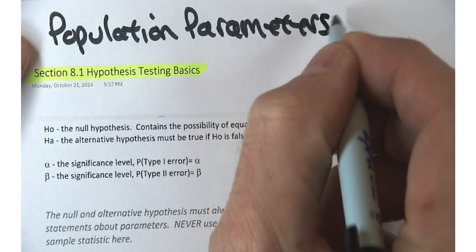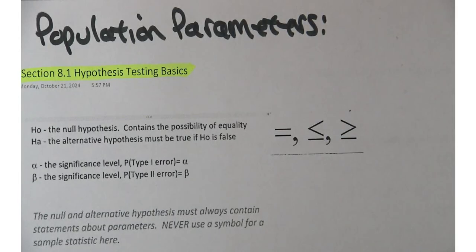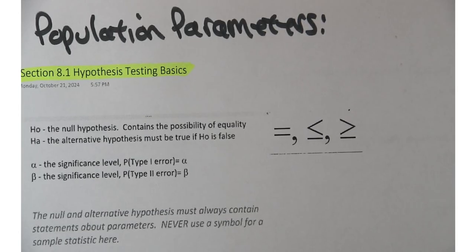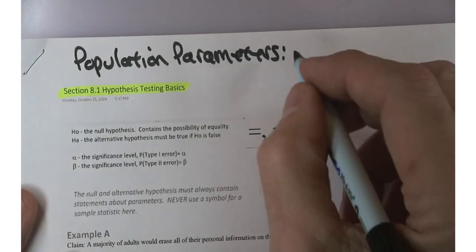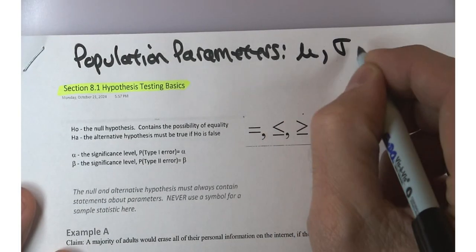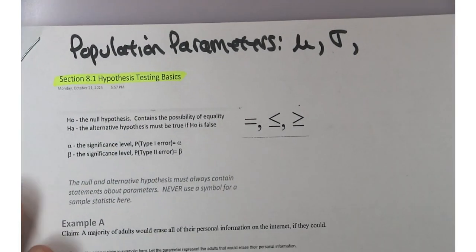So let's remind ourselves the notation for parameters. What are our parameters that we've worked with in this class so far? I'll give you a hint. 2 of them are Greek letters. Mu and sigma. And there's one more population parameter that we've dealt with so far. What is it? P. Yeah.